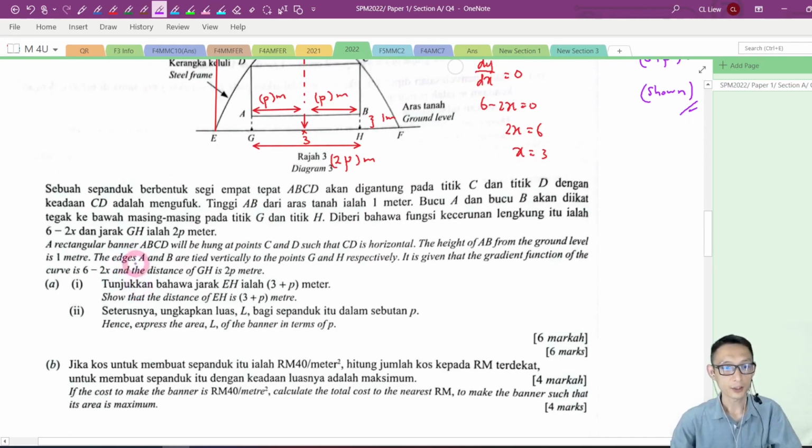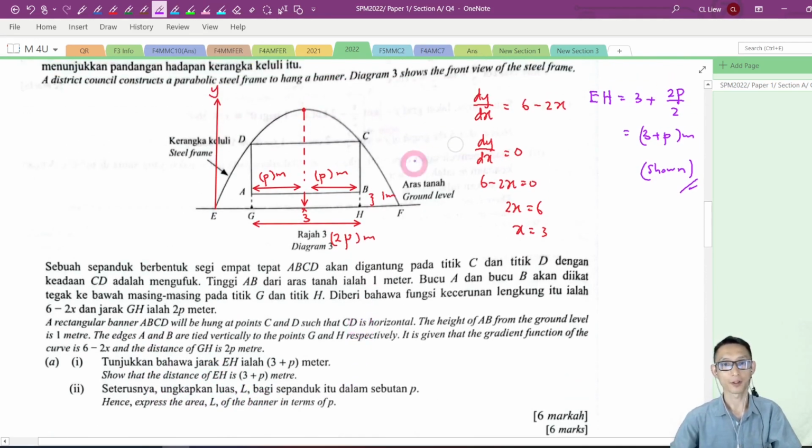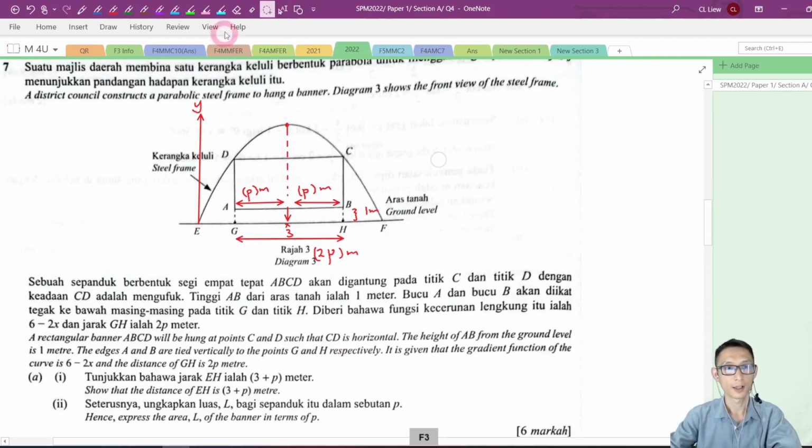Now let's look at A2. Hence, we want to express the area L of the banner in terms of p. I know the length here is 2p meter, but I don't know here. So how to get here? First, I want to find the y coordinate here, and then don't forget to minus the 1 here, because I only need the distance here. This is the length of the banner, this is the width of the banner.